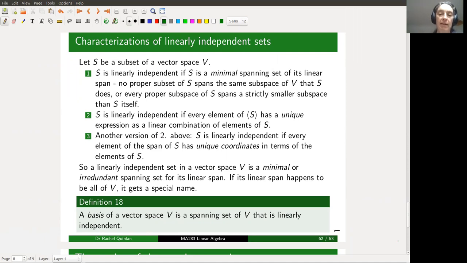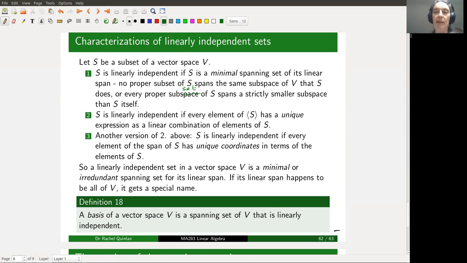So S is linearly independent if it is a minimal spanning set of its linear span, in the sense that if you throw anything out of S, take any proper subset of S, then the space spanned by that proper subset is going to be genuinely smaller than the space spanned by the original S. So S is linearly independent if it's a minimal spanning set of its linear span. No proper subset of S spans the same subspace that S does. Or if you like, every proper subset of S spans a strictly smaller subspace than S itself does within the vector space V. Okay, so that's one way to describe what a linearly independent set is.